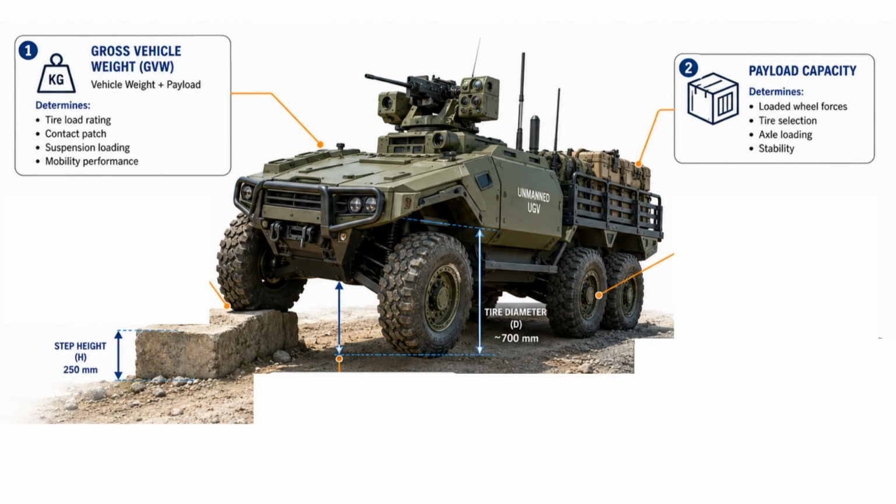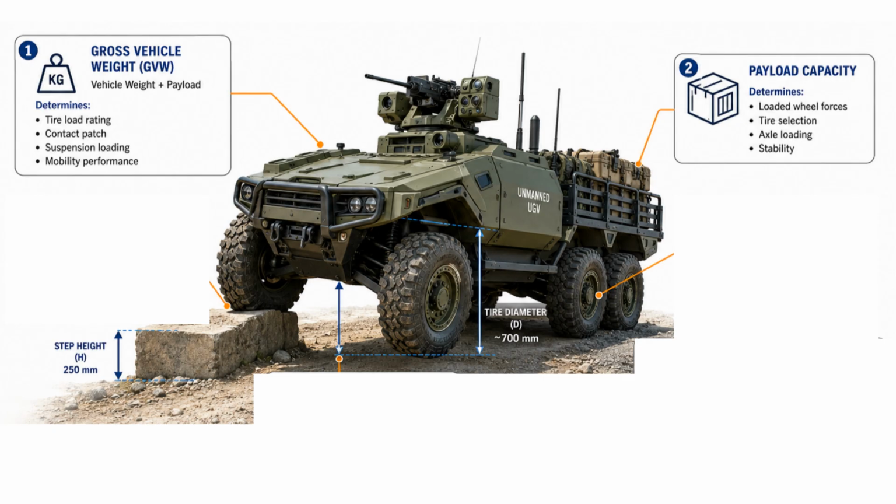However, this load is not always shared equally by all 4 wheels. The distribution depends on the centre of gravity, or CG. The CG is the point where the total vehicle weight can be considered to act. If the payload is positioned toward the rear, the CG shifts rearward. As a result, the rear wheels carry more load than the front wheels.